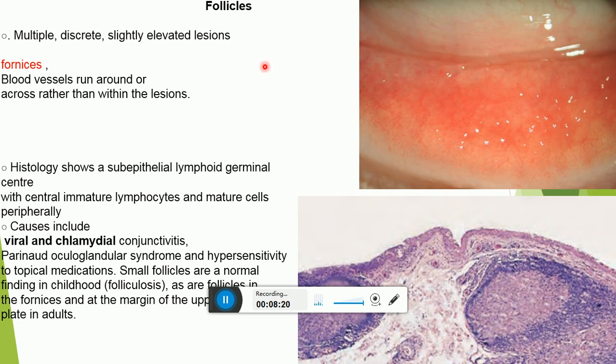What are the causes of follicles? The first cause is viral conjunctivitis. Second cause is chlamydial conjunctivitis. Third cause is Parinaud oculoglandular syndrome. Fourth cause is hypersensitivity to topical medications. But keep in mind that small follicles are a normal finding in childhood, called folliculosis. Follicles in the fornix and at the margin of the upper tarsal plate in adults are also common.